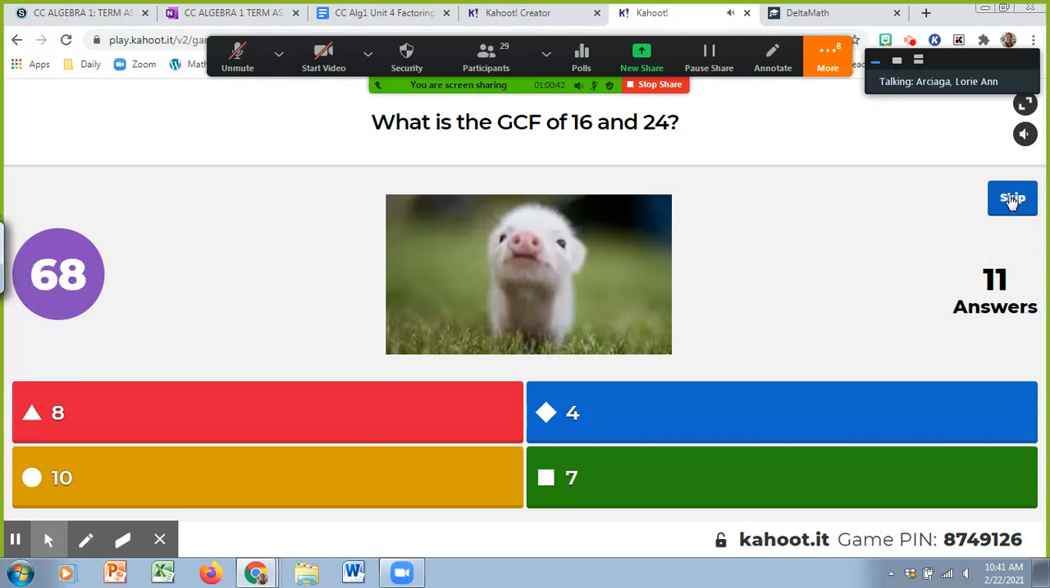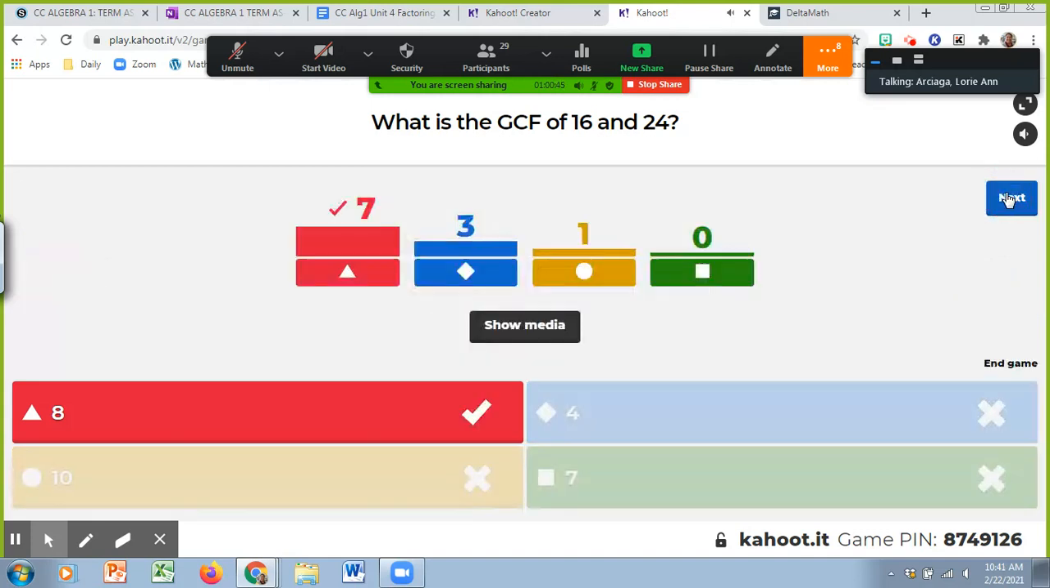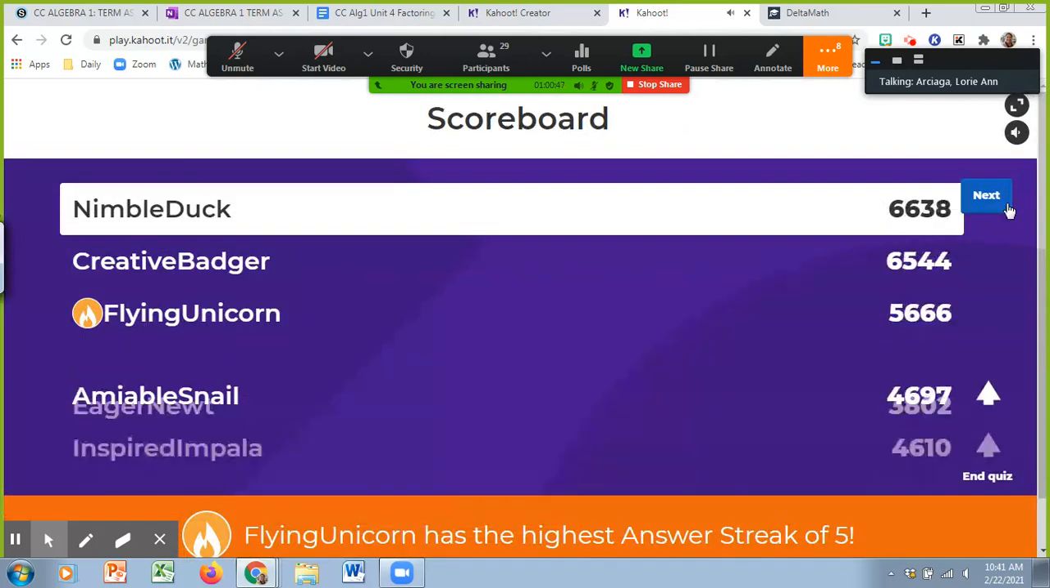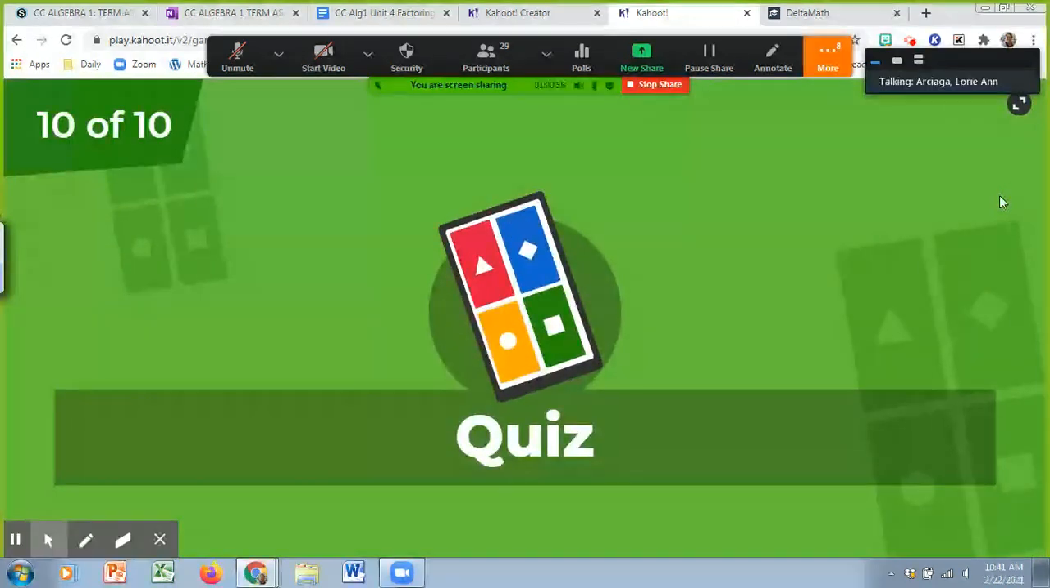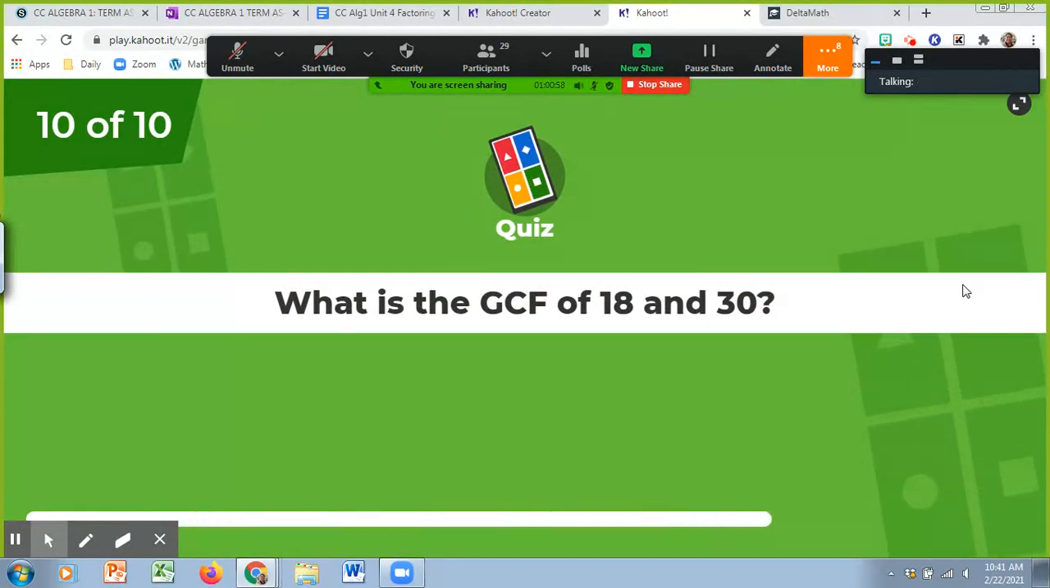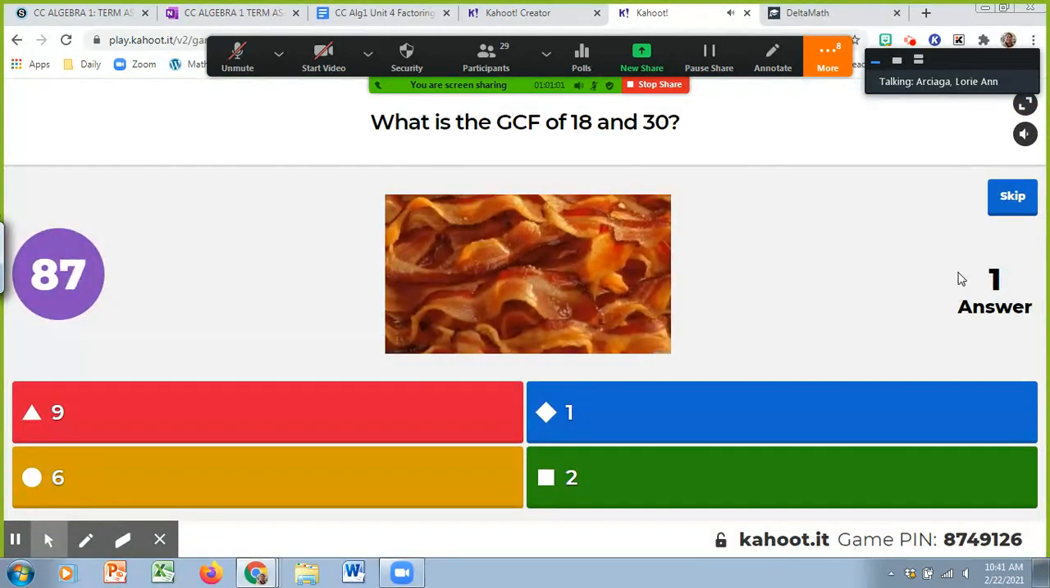Okay, next one. Here we go. And the winner. Oh no, there's one more. Let's go, Flying Unicorn. All right, beat Nimble Duck. Okay, here we go. Last one. Nimble Duck. Come on, go back to your zone. Oh my god, bacon. Jeez, I'm hungry now.